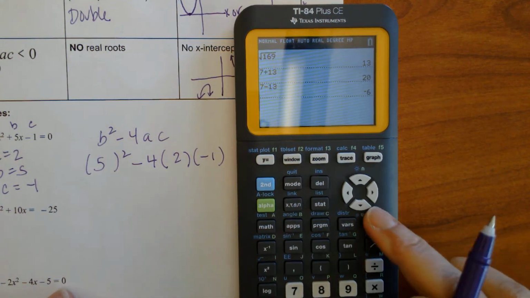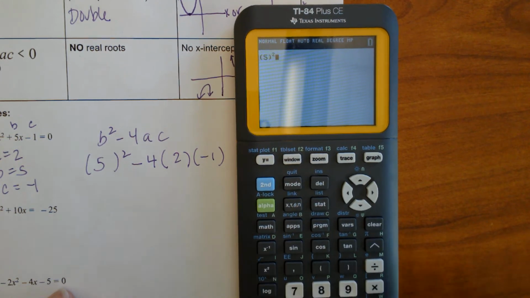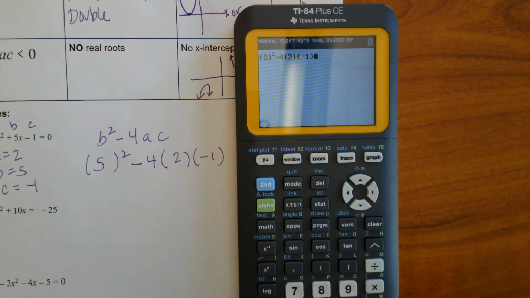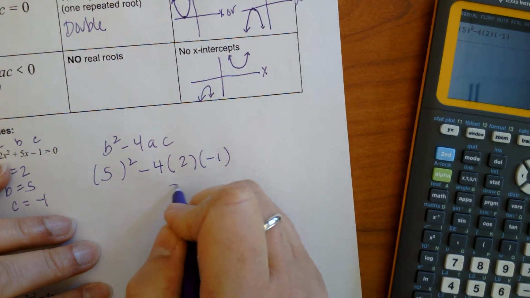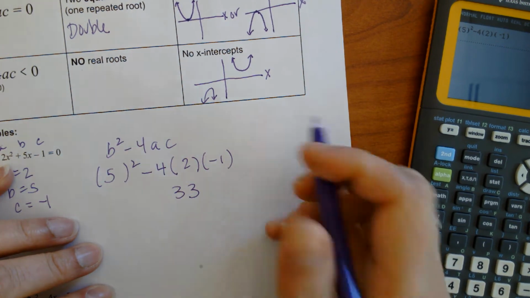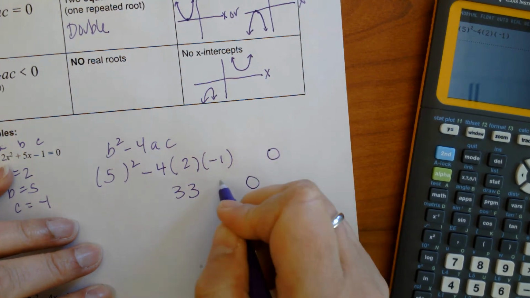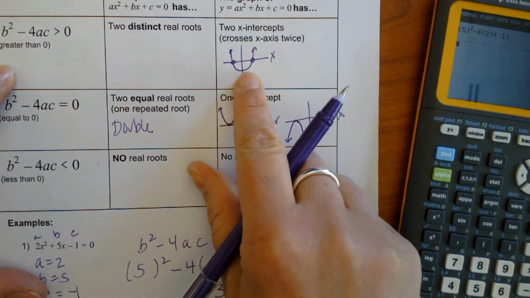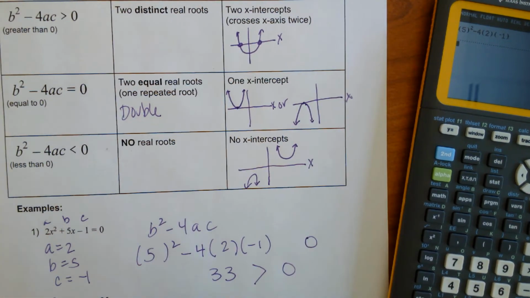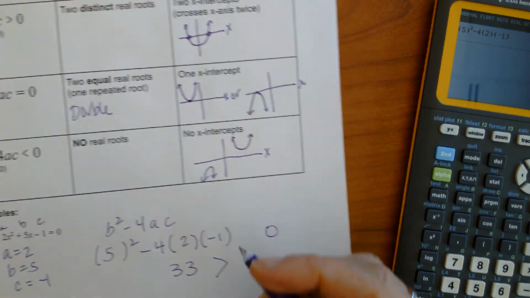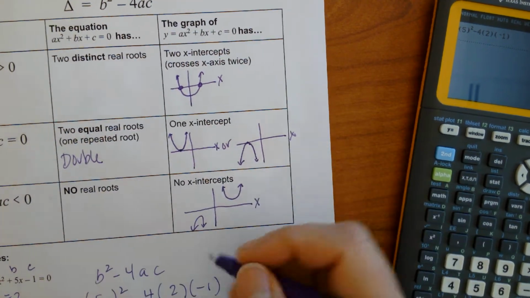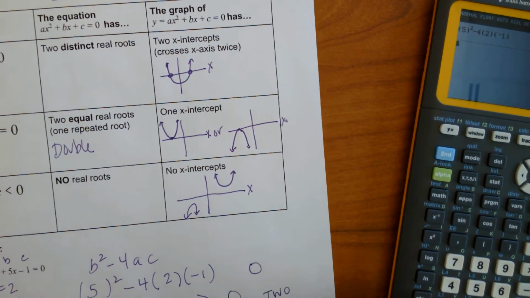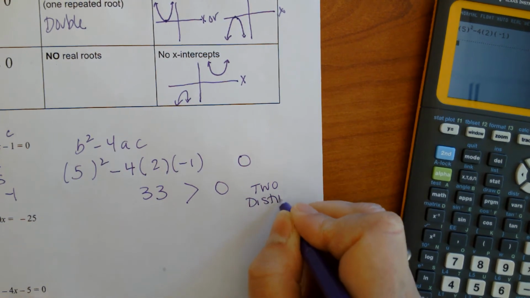So we're going to have 5 squared minus 4 times a times c. So 5 squared minus 4 times 2 times -1. That's going to give us the number 33. So we now have to compare this to 0. So 33 is definitely greater than 0. So we're going to see that this has two x-intercepts. So if you see that it has two x-intercepts, yay. So 2, and we're going to write two distinct roots.